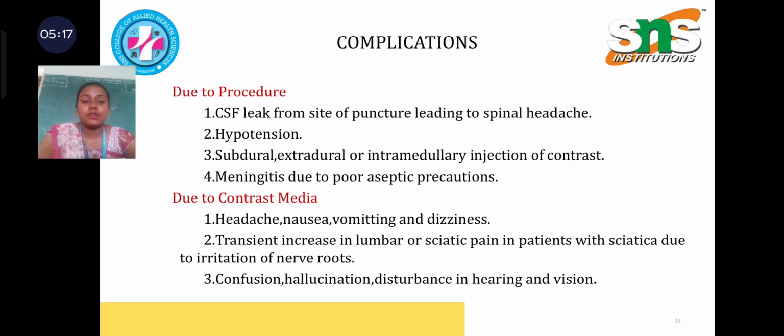Complication due to procedure: CSF leak from the site of puncture leading to spinal headache, hypotension, subdural, extradural or intramedullary injection of contrast, meningitis due to poor aseptic technique.